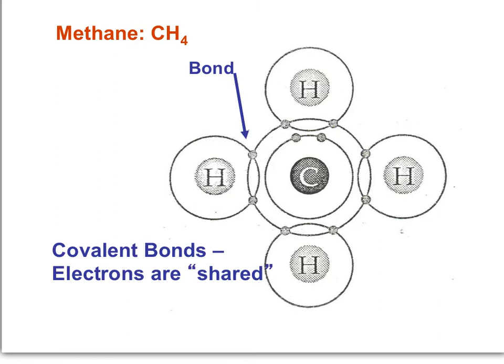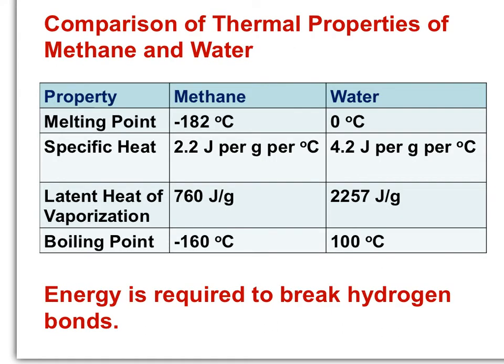As a result, methane is a gas at room temperature, with thermal qualities that do not make methane a suitable molecule for living things in the way that water is. Here's a table that compares the thermal properties of methane with those of water. Notice that methane has a low specific heat, a low heat of vaporization, and a very low boiling point where the liquid would turn to gas. Methane would not be suitable for evaporative cooling purposes and would not be a liquid at most temperatures on Earth.